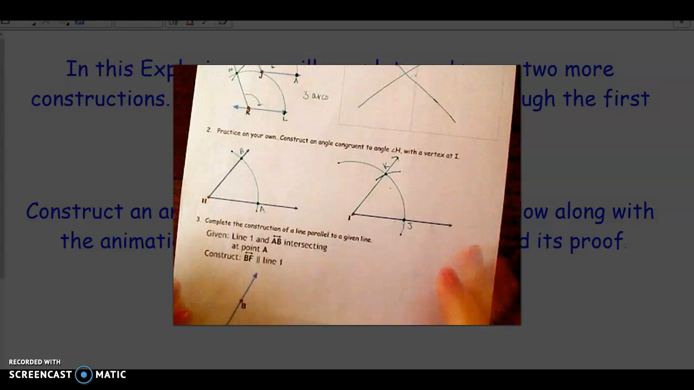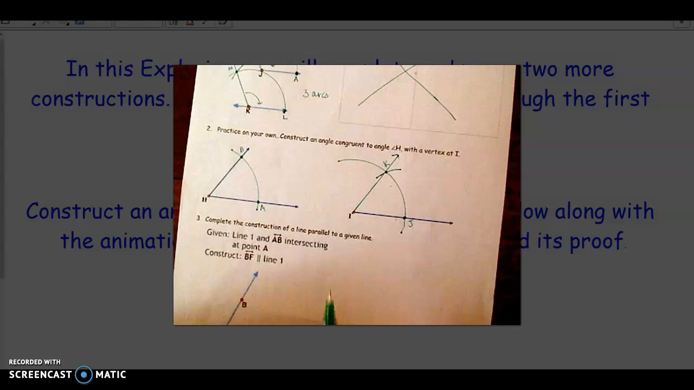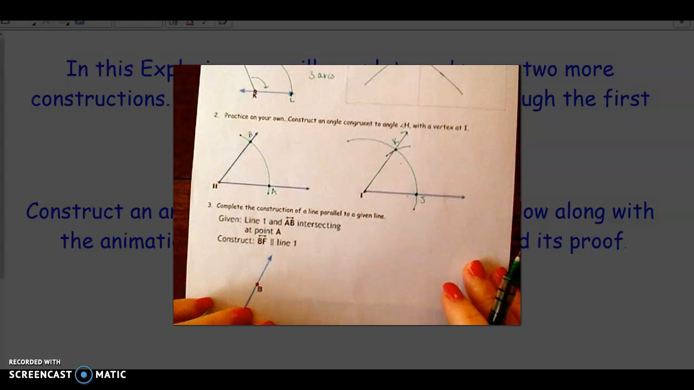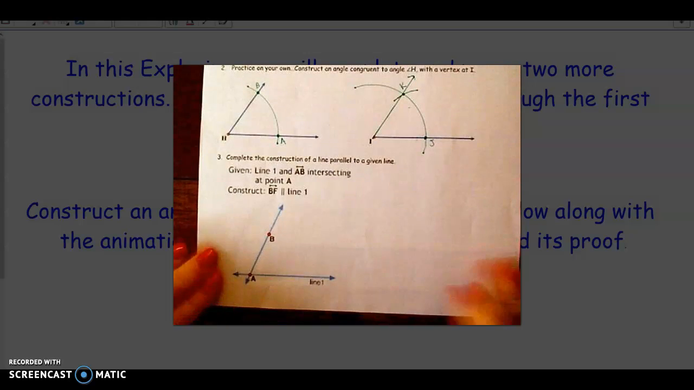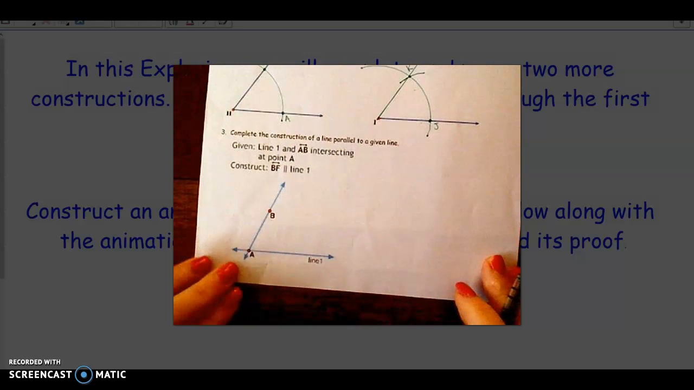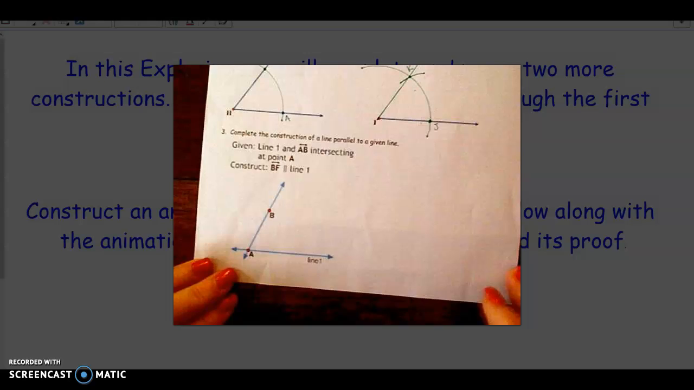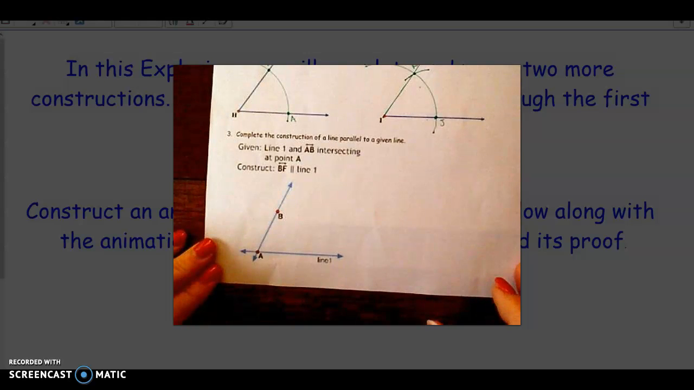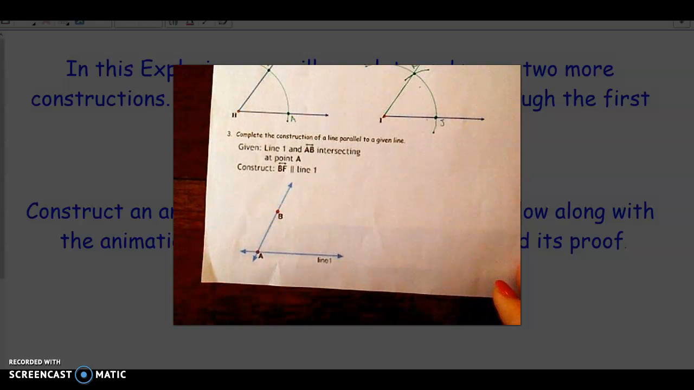And so again, you could use your protractor to see how well you did on copying that angle. All right, on number 3, we're going to use that construction to help us construct a parallel line, but I'll have to start that on the next video because I'm pretty sure that 55 seconds is not enough time for me to do that in.